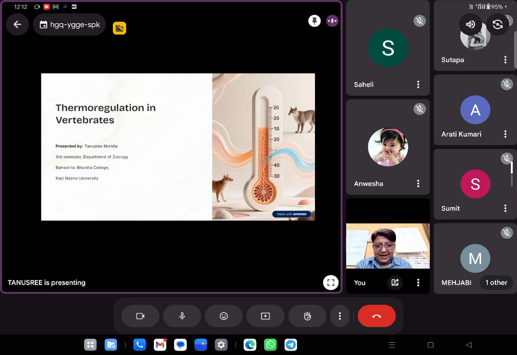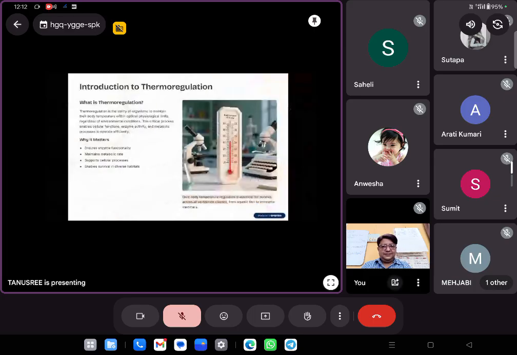Good afternoon everyone. I am Tanushree Mandal from the Department of Zoology and today I will be talking about thermoregulation in vertebrates. Thermoregulation means the ability of an organism to maintain its body temperature within an optimal range even when the surrounding environment changes. The process is vital because temperature affects almost every biological reaction in the body, from enzyme activity to metabolism.